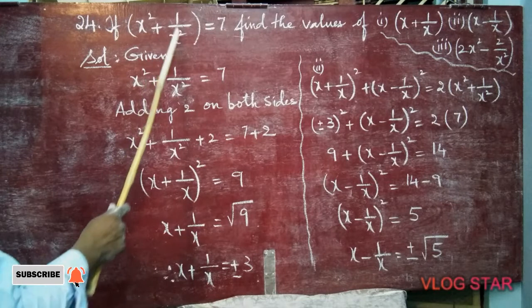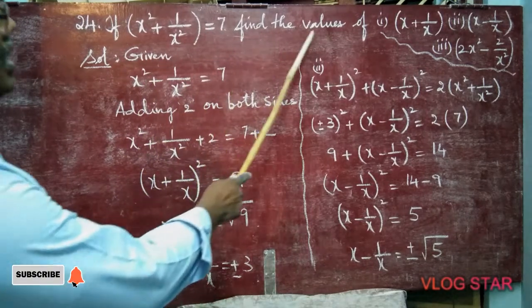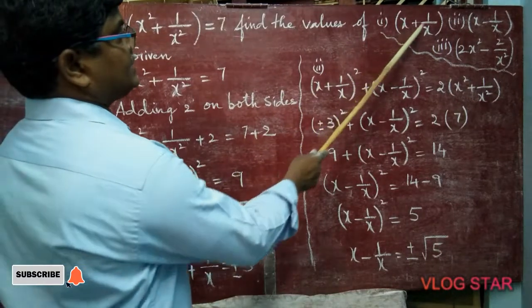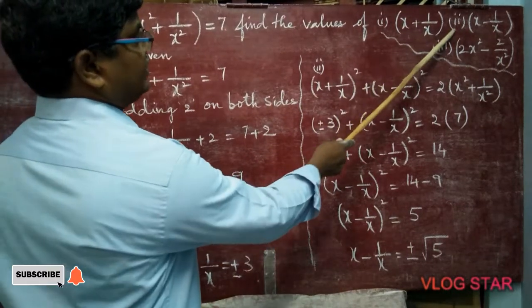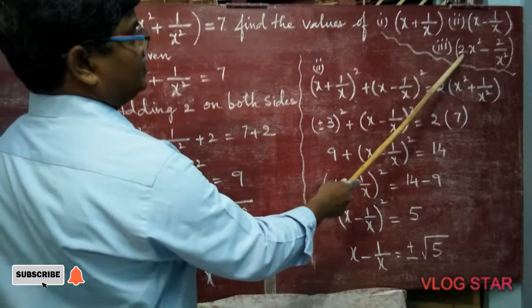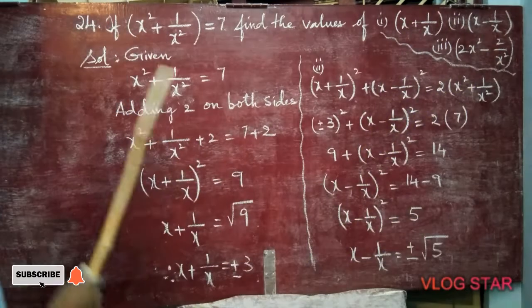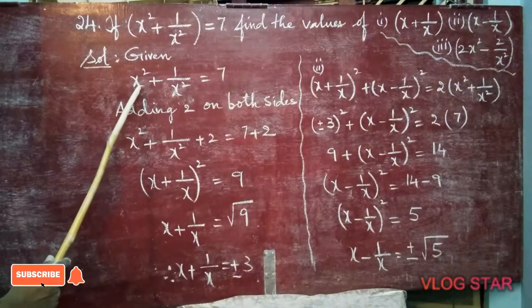x square plus 1 by x square is equal to 7. Find the values of: first bit, x plus 1 by x; second bit, x minus 1 by x; third bit, 2x square minus 2 by x square. Solution. Given. What is given?